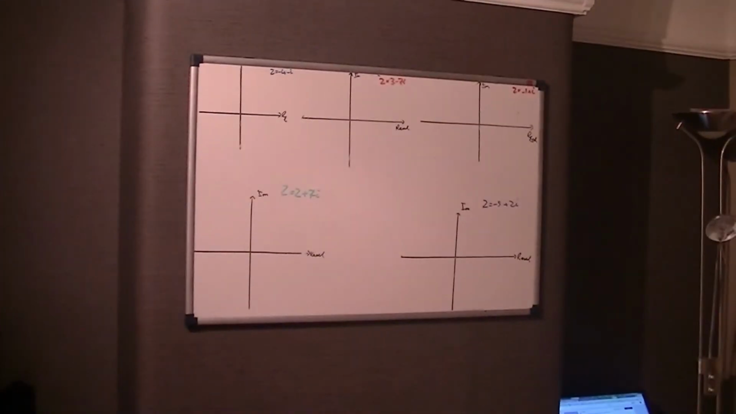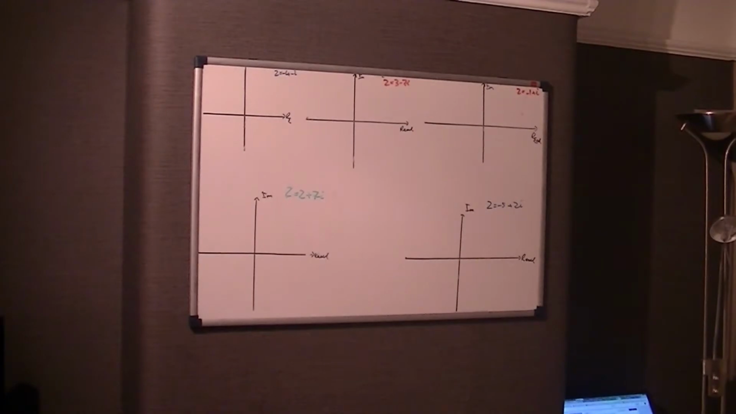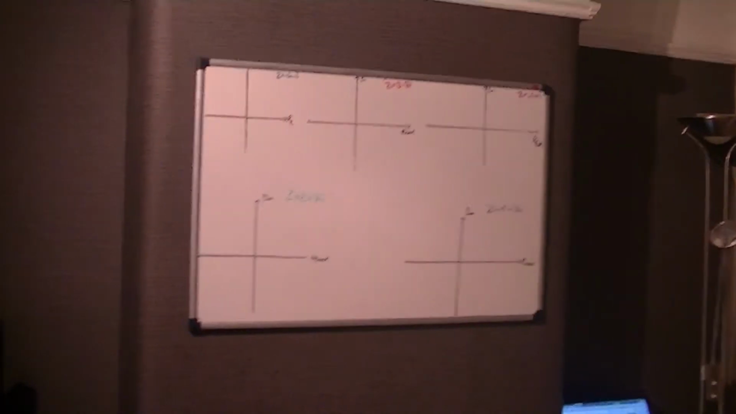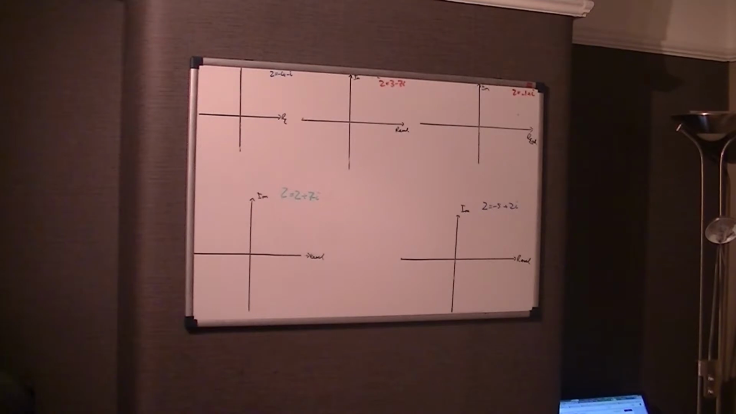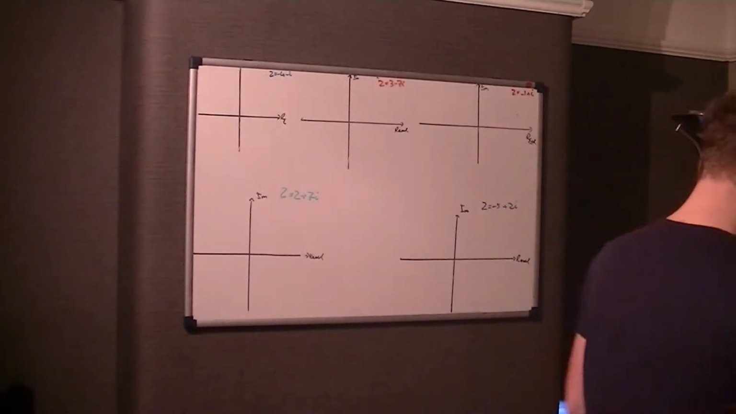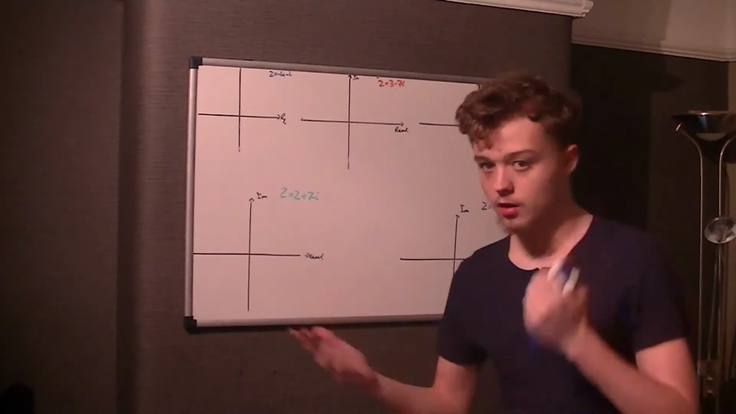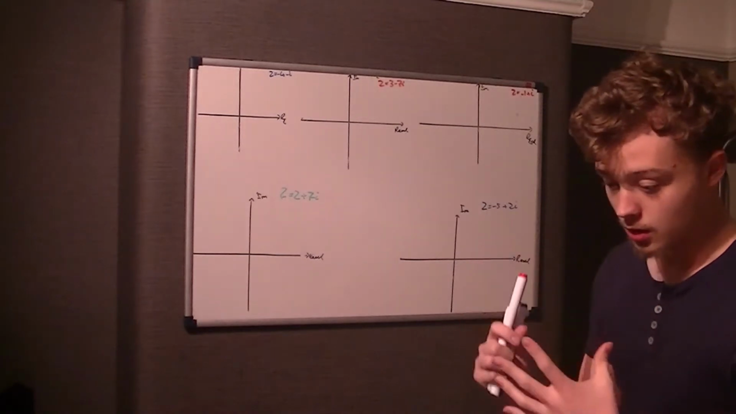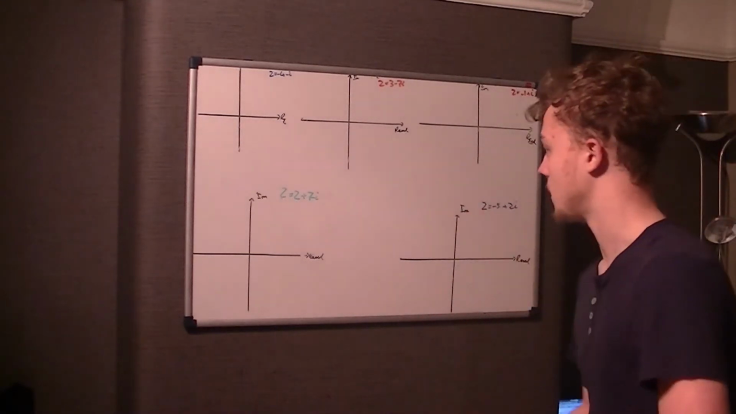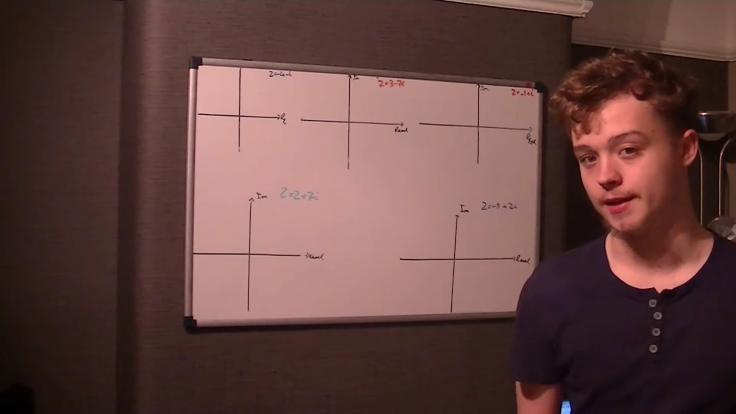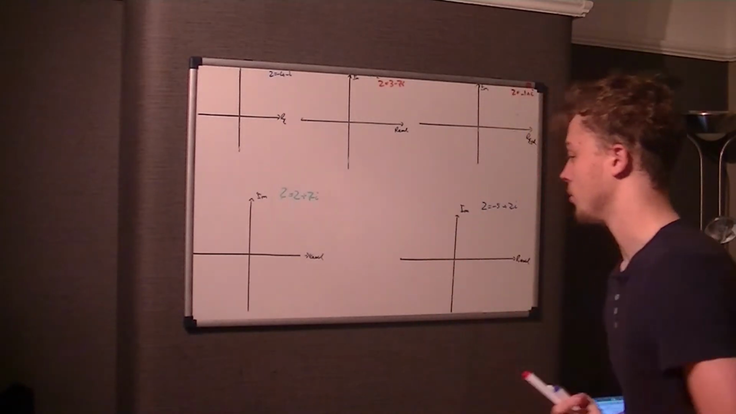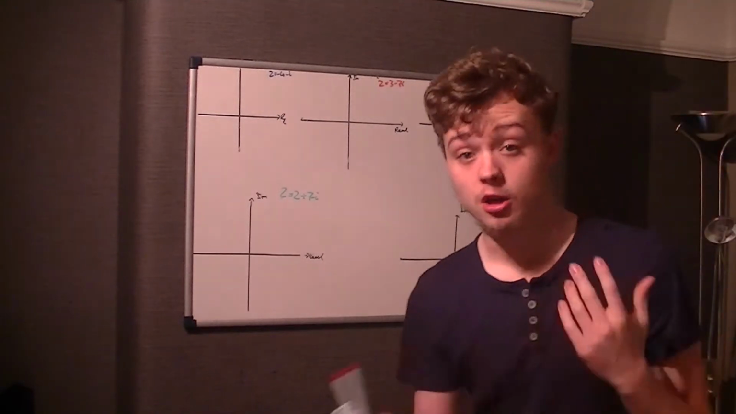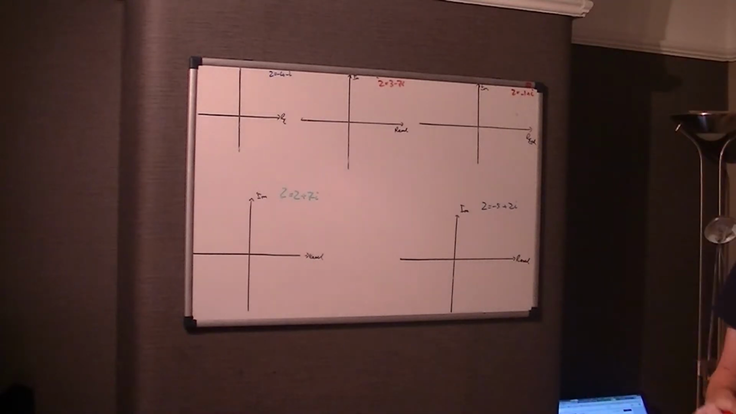What I'm going to do now is pick some quick questions that we can have a go at. Right, so we've got some questions there that I've written on the board. We're going to be drawing the complex number on the Argand diagram sketches I've done there, and we'll be finding the argument or the angle.